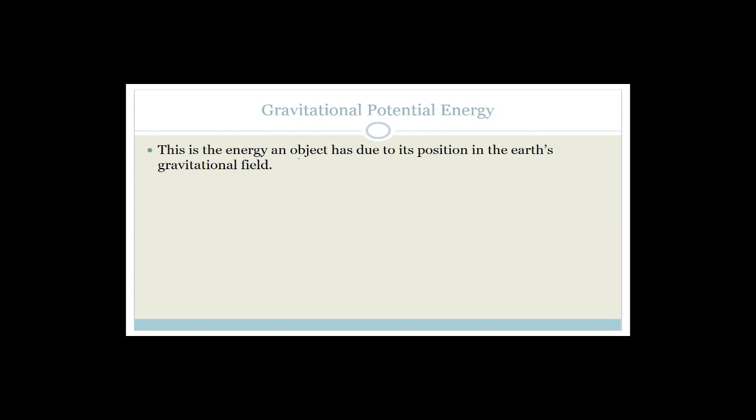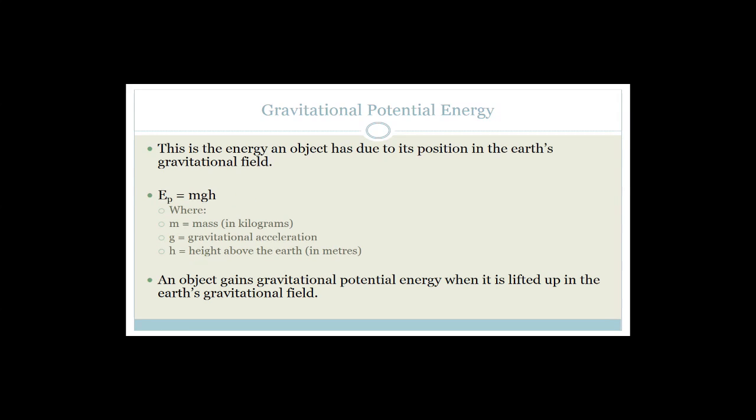This is the energy an object has due to its position in the Earth's gravitational field. So EP, or U, is equal to mgh, where m is the mass, it's always in kilograms, g is gravitational acceleration, okay, and h is the height above the Earth in meters. Okay, and like I said, it's also given the symbol U. The object gains gravitational potential energy when it is lifted up in the Earth's gravitational field. So the higher the object gets above the surface, the more gravitational potential energy it is gaining the whole way through.